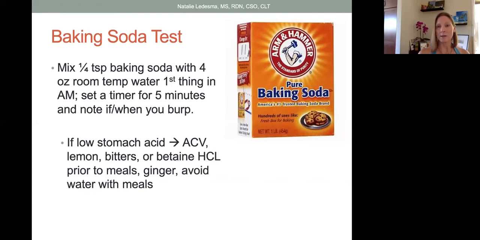So how do you do the baking soda test? The baking soda test is where you mix a 1/4 teaspoon of baking soda with about 4 ounces or so of room temperature water. It doesn't have to be perfect. The idea is that it's not super cold, not super hot. You want to drink that first thing in the morning. So do this before you brush your teeth, before you have a glass of water. Do this first. Mix these together, drink the solution. You don't want to drink it slowly over an hour. You also don't want to shoot it in one fell swoop. Just drink at a normal pace.